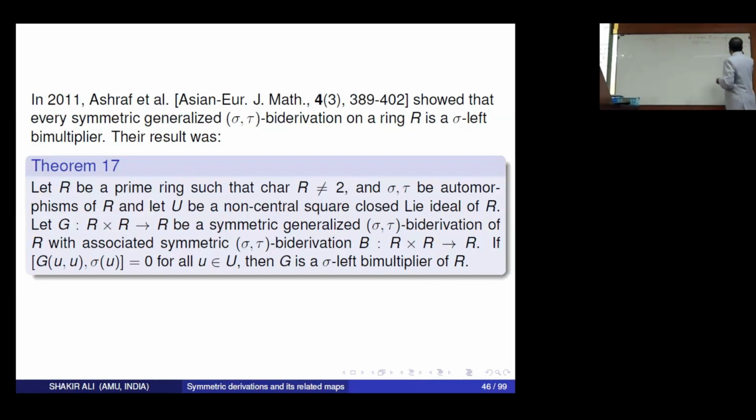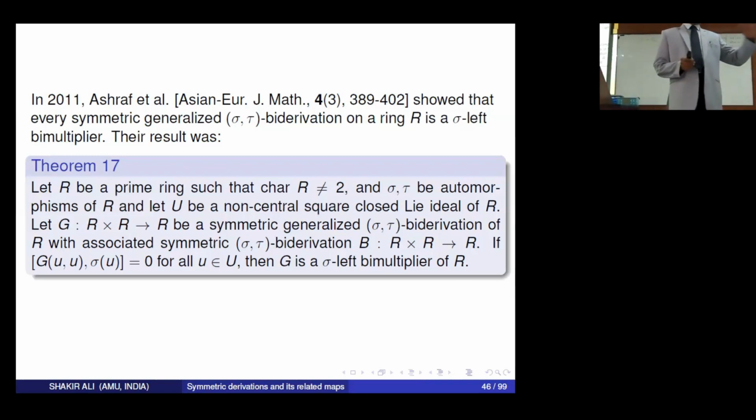So Lie ideal means an additive subgroup U satisfying the condition [U, R] is in U. Okay, that means U is closed under the Lie product. Similarly, if it is a Jordan ideal, then it is closed under the Jordan product, denoted by x circle y.